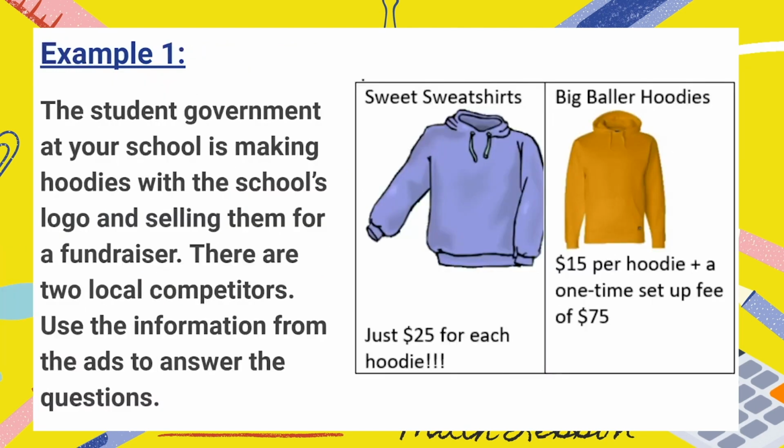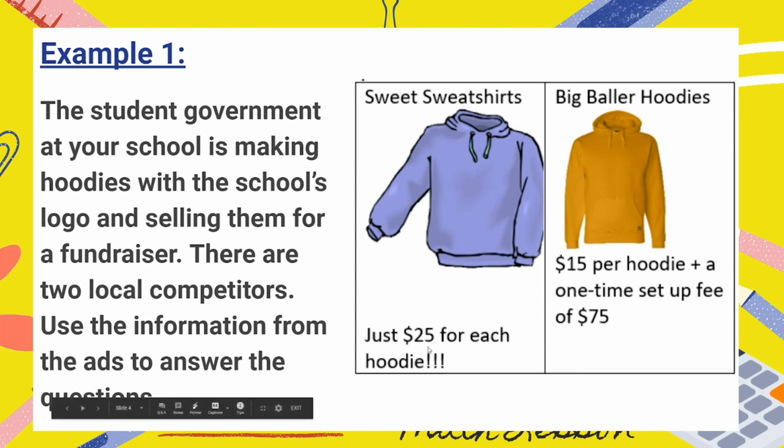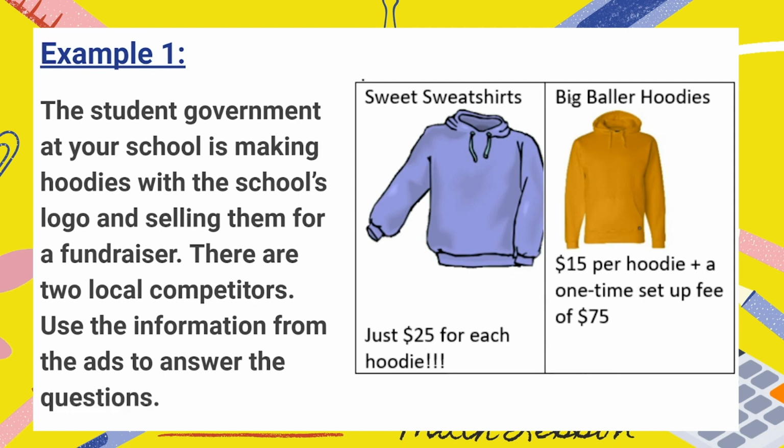Today we're going to be looking at two examples. Here's the first one. The student government at your school is making hoodies with the school's logo and selling them for a fundraiser. There are two local competitors. Use the information from the ads to answer the question. The first ad is Sweet Sweatshirts. They charge you just $25 for each hoodie. The second ad is Big Baller Hoodies. They charge you $15 per hoodie, plus a one-time setup fee of $75.